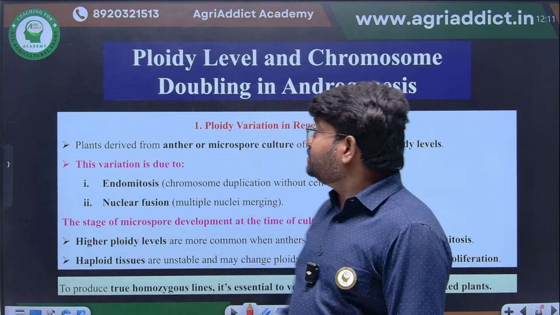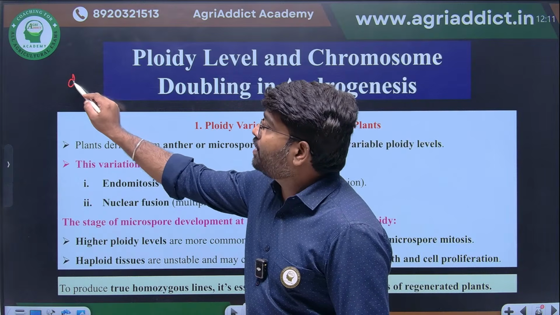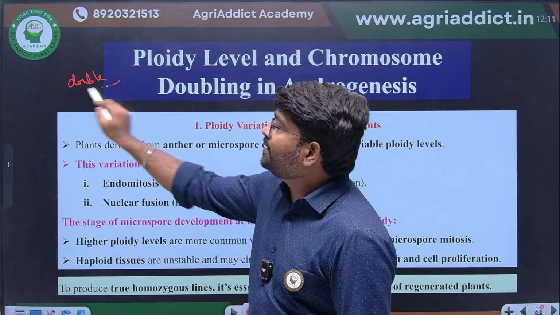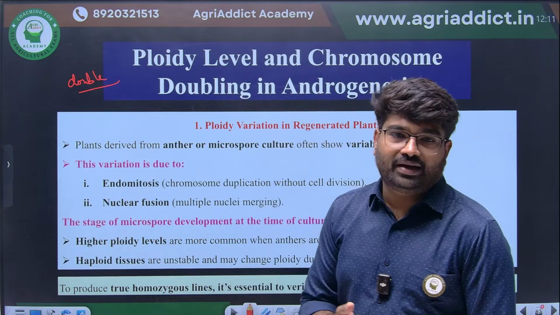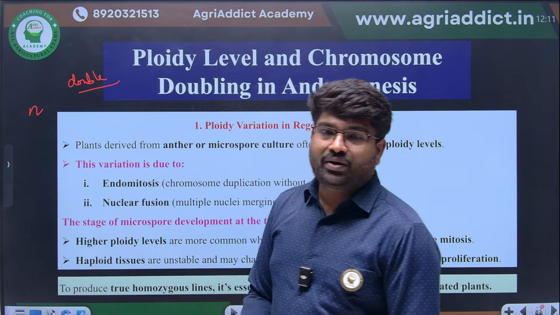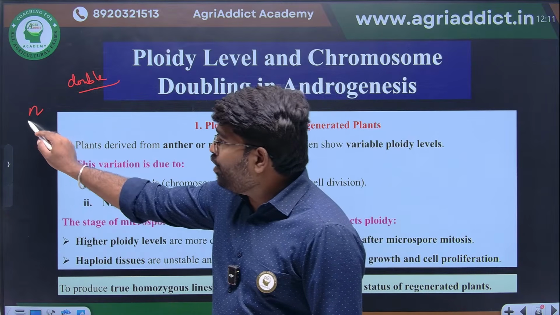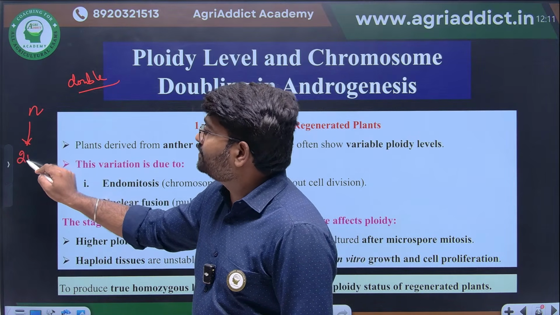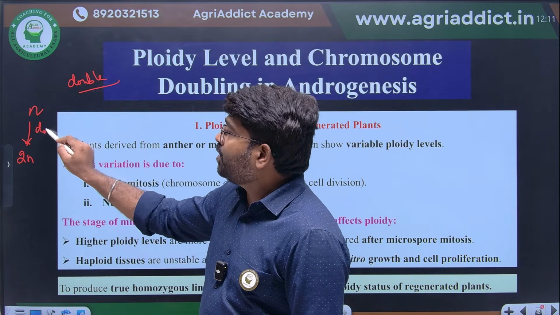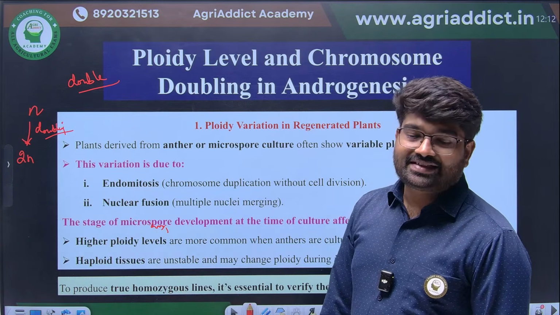Now, how to double the chromosome? A haploid, as we already discussed, has only one set of chromosomes, that is, the gametophytic chromosome number. How will we convert this into 2n? So chromosome doubling, how will we do it? This is the most important thing, and you have to know the mechanism also.